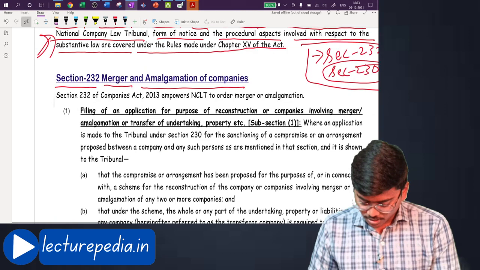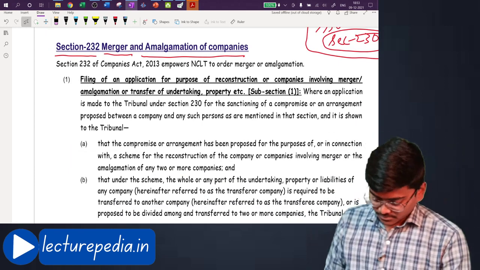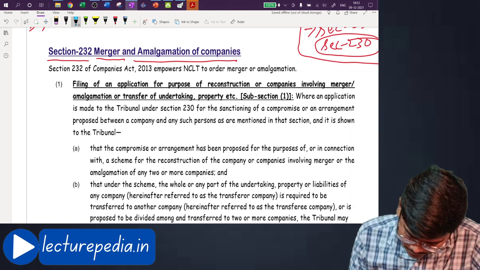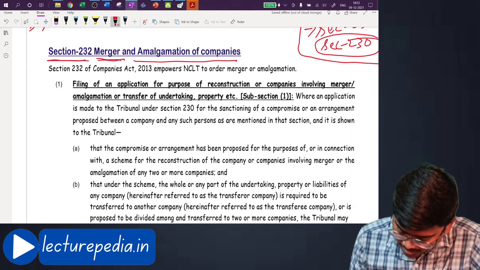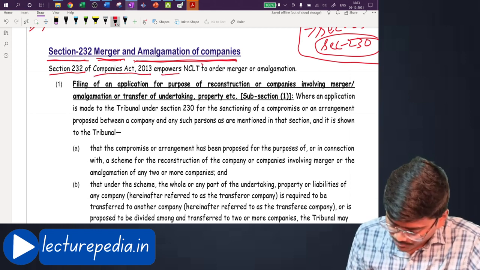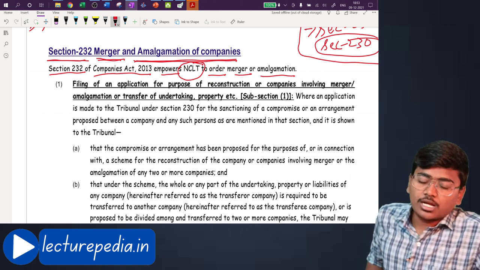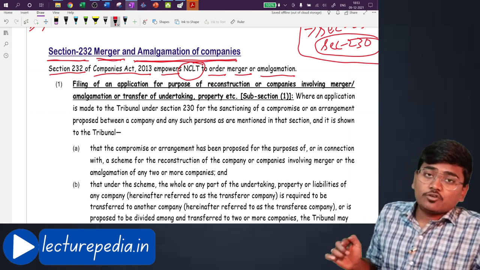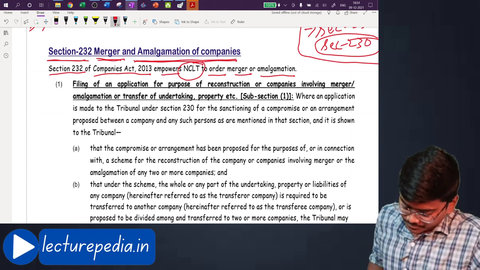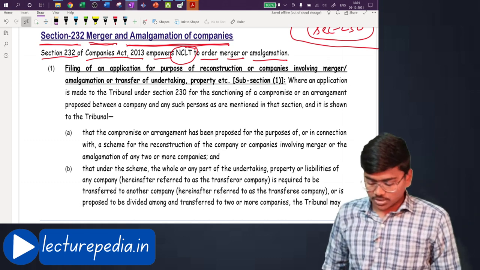It would make more sense if you read the explanation before starting the section instead of reading the explanation after completion of the section. Okay, now moving into section 232. Section 232, merger and amalgamation of companies. Section 232 of the Companies Act 2013 empowers NCLT to order merger or amalgamation. If a merger or amalgamation has to be entered into, then the permission of NCLT has to be brought, or the NCLT must grant the permission for the merging companies. And for getting the permission you have to follow section 232. Let's see what section 232 says.